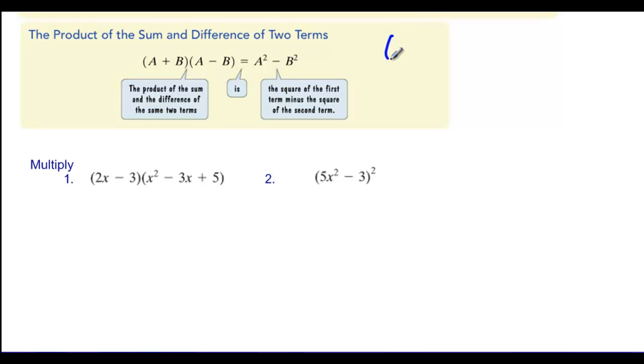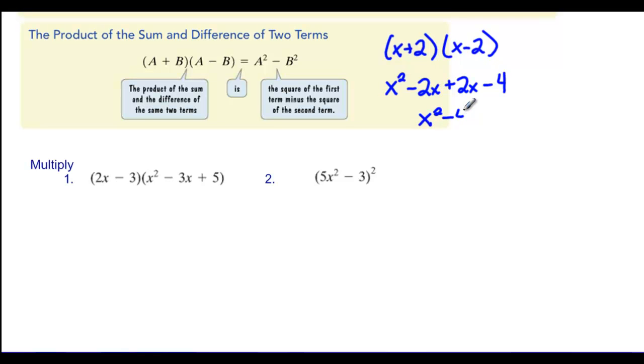So for instance, if you have x plus 2 times x minus 2, remember FOILing, so our first, x times x is x squared. X times negative 2 is negative 2x. 2 times x is going to be positive 2x. And then 2 times negative 2 is going to be a negative 4. This negative 2x plus 2x cancels out. So we're just left with x squared minus 4. So that's just a quick example of the product of the sum and difference of two terms.